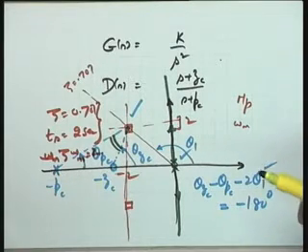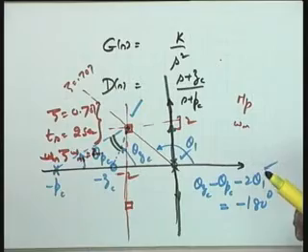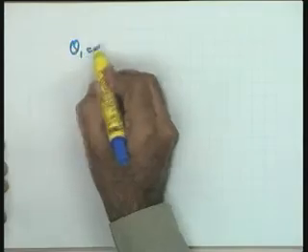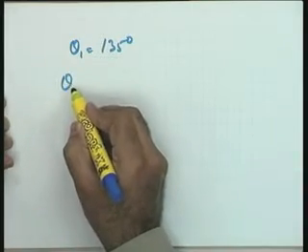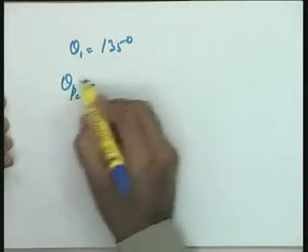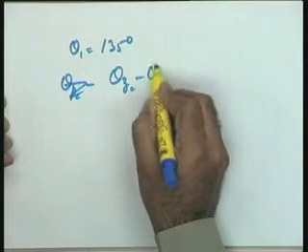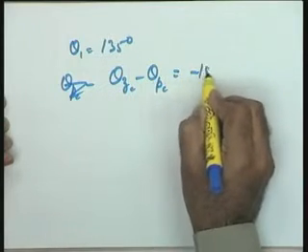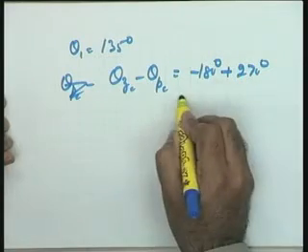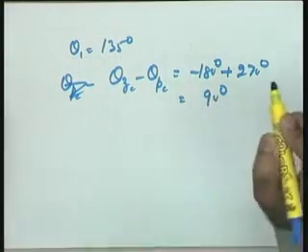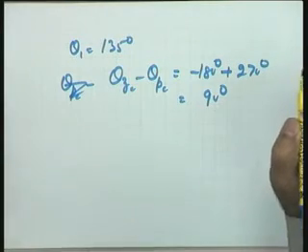So in this particular example, the value of theta 1 is equal to 135 degrees. Therefore, I know that theta ZC minus theta PC is equal to minus 180 degrees plus 270 degrees, which equals 90 degrees. I want this 90 degrees.